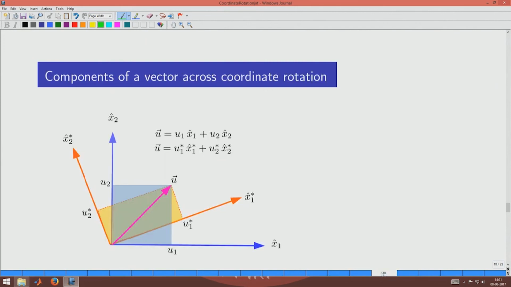So, why did we do all this? The whole idea is as follows. There are certain quantities which we want to represent irrespective of how the coordinate system is laid out. In other words, if you now take the example of a vector u, if you look at its components, in the old coordinate system the components are u1 and u2, and in the new coordinate system the components are u1 star and u2 star.